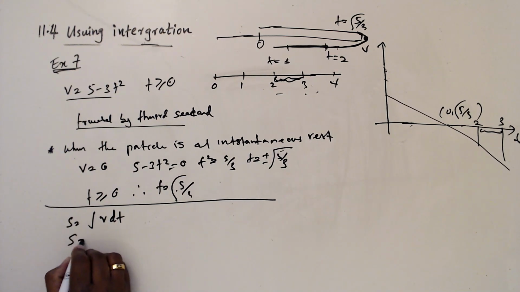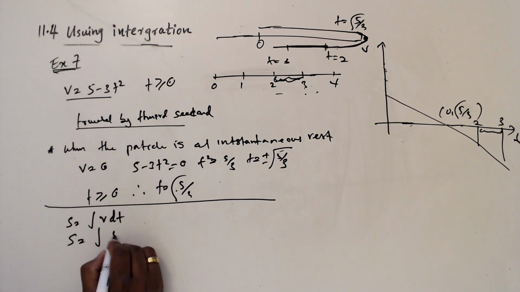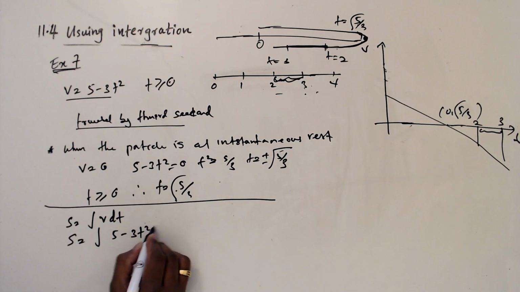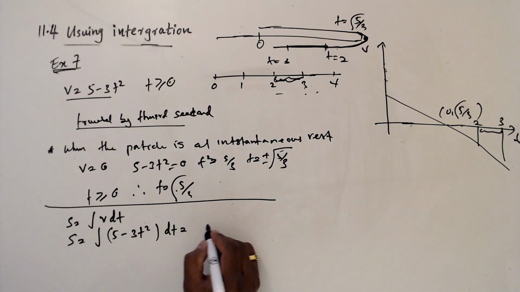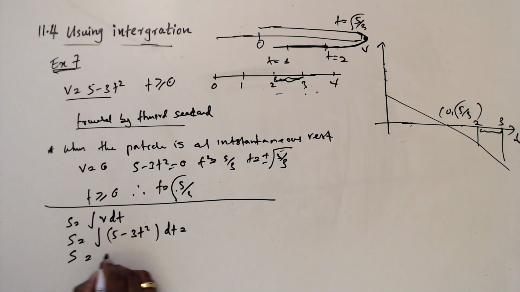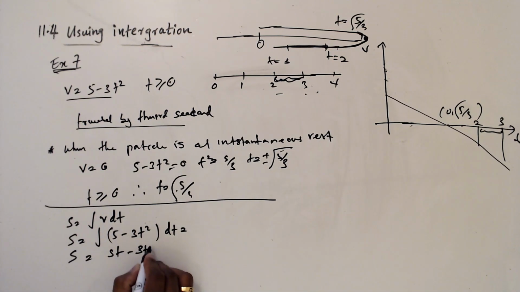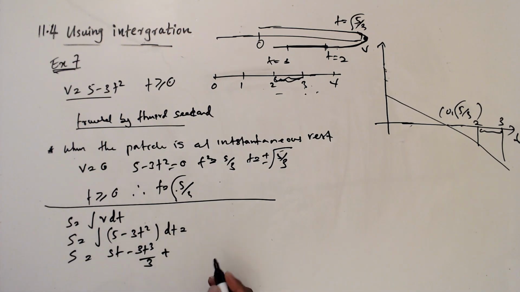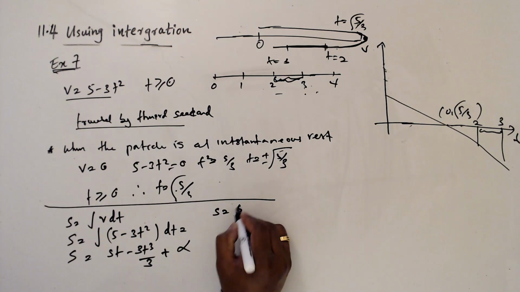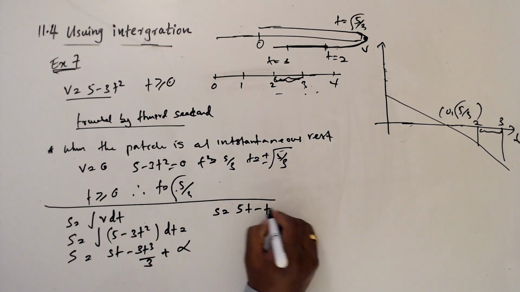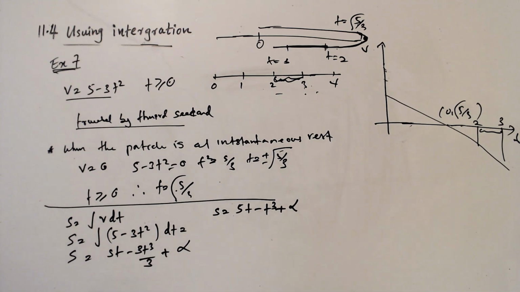So this is s equals the integral of v, which is 5 minus 3t squared, dt. When we integrate this, we will get s equals 5t minus 3t cubed over 3, plus a constant, alpha. So s equals 5t minus t cubed plus alpha, since the 3s cancel out.